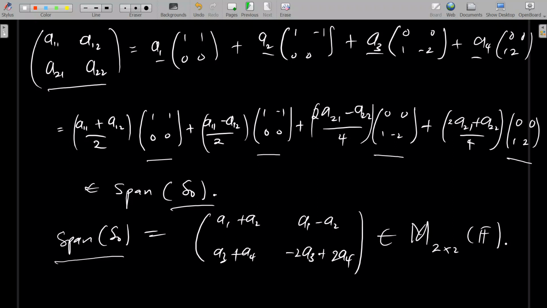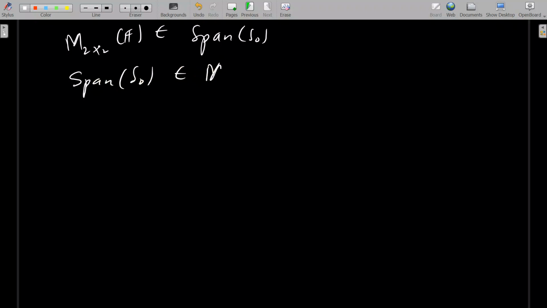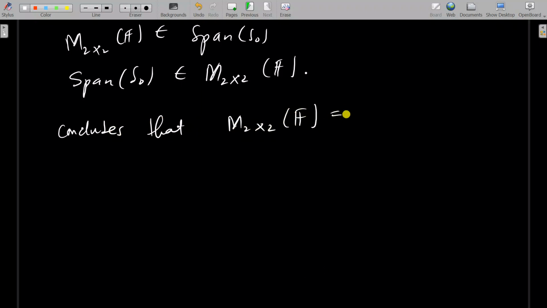You are saying that M2 by 2 belongs to the span of S0, and then the span of S0 also belongs to M2 by 2. In set theory, that is the proof you use to prove that two sets are equal. So this concludes that the M2 by 2 square matrix and the span of S0 are the same, so they are equal.